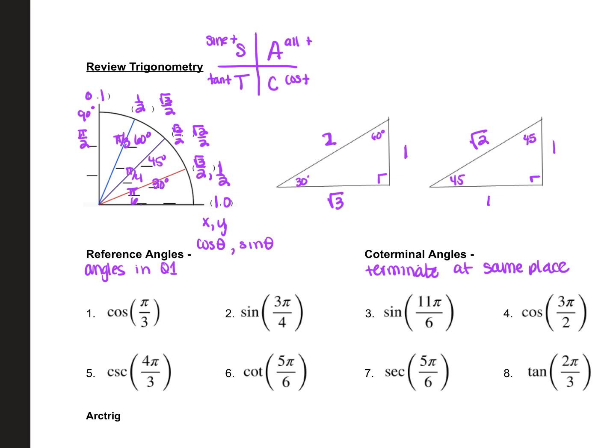Cosine of pi over 3. So pi over 3 is the same thing as 60 degrees, and cosine then would be, so here's 60 degrees, cosine would be adjacent over hypotenuse.